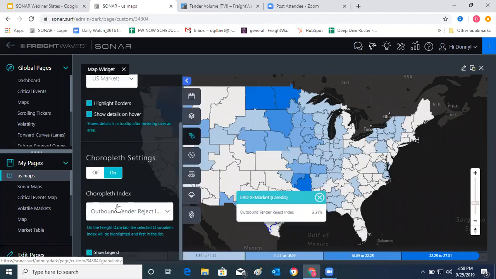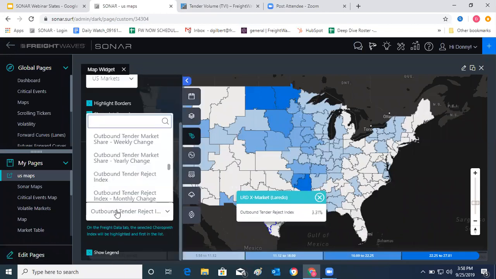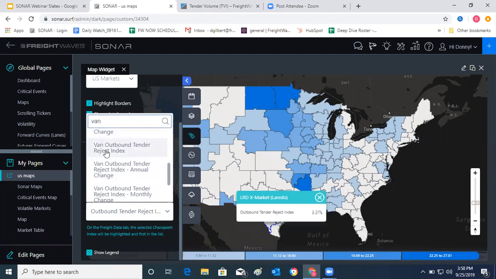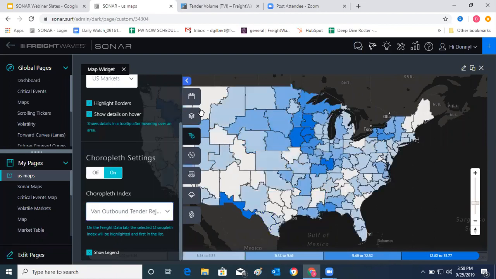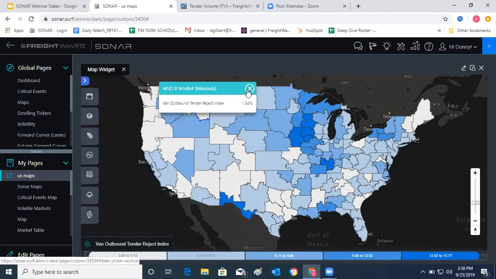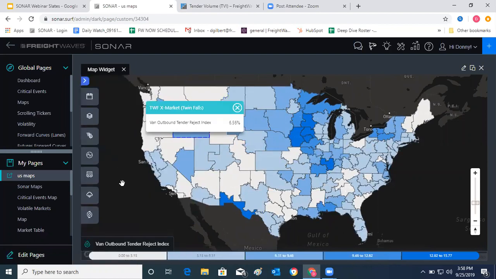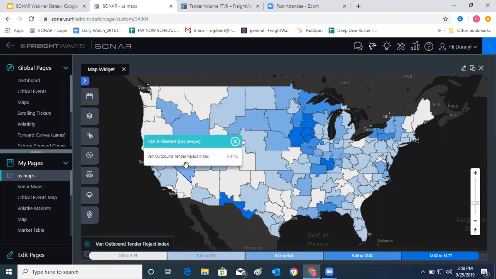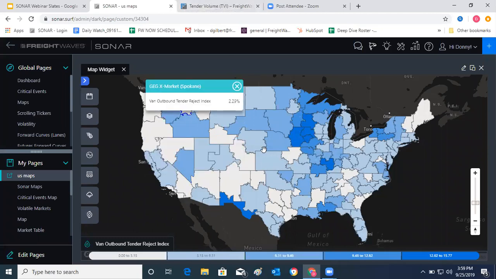If I go in here to our settings and click on the search, I want to change it to van. I'm going to scroll down until I see van outbound tender rejection rate. Now this map is showing us the dry van only tender rejection rates. You can hover over your market. It tells you this is the Las Vegas market, airport code LAS, and the tender rejection rate is 6.94% in the Las Vegas market. So that pretty well tells us right now that it's right around the contracted rates, maybe just a little bit above, depending on how you priced it.